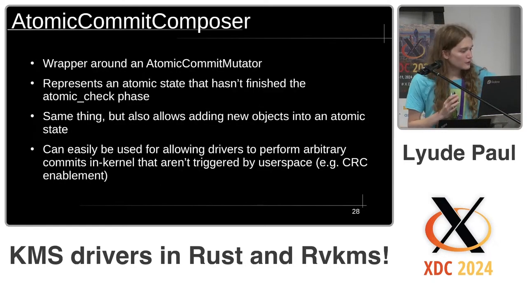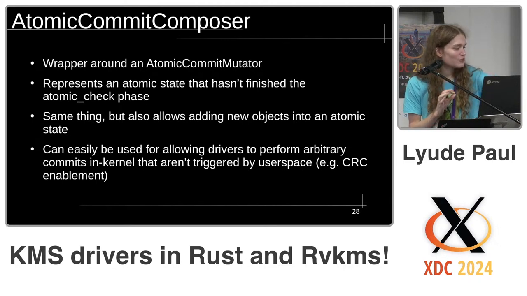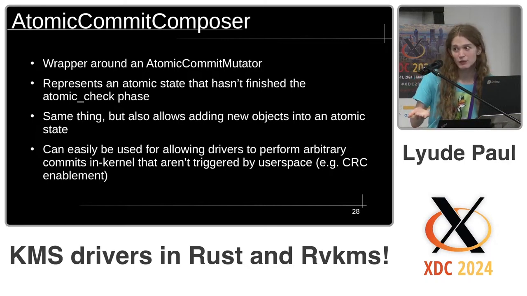So this brings us to the atomic commit composer. Actually, that's supposed to say atomic state composer, but basically this is a wrapper around an atomic commit mutator. It represents an atomic state that hasn't finished the atomic check phase. And it's basically the same thing, but it also allows you to add new objects into the atomic state. So we can restrict adding new objects to only happen within atomic check callbacks where it makes sense.